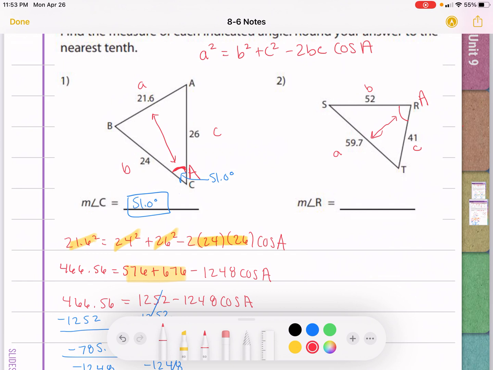So for A squared, 59.7 squared equals B squared plus C squared minus 2BC cosine of the angle A. And we don't know that one yet. That's what we're solving for. So I can start to chunk this into pieces and make it smaller. I'm going to start with 59.7 squared, and I'm going to put that in a calculator. That comes out to 3564.09.